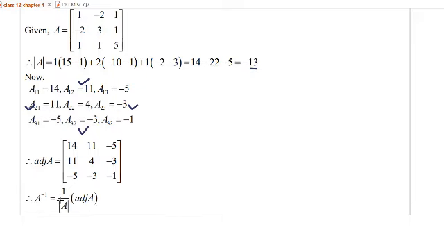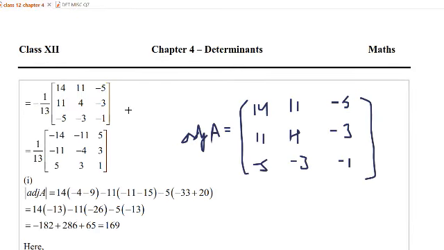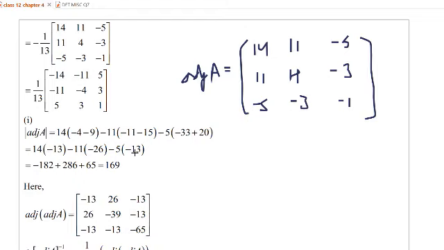A inverse is 1 upon minus 13 into adjoint A. So this is our A inverse. Sending this negative inside will make things easy, multiplying this negative with all the terms. So this is the preparation we have done to do our part 1 and part 2.